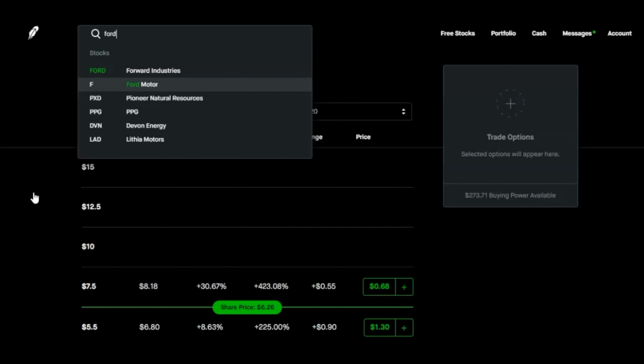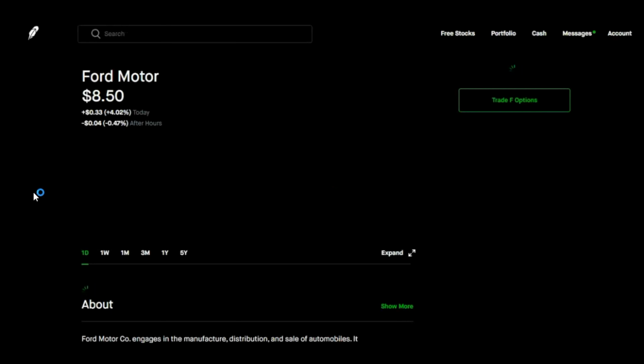It's not like a long position. Options, they just move so fast. And remember, it's going to expire. So as you get closer and closer to the expiration date, the option is going to be worth less and less and less. So make sure you don't put up more than like 10% of your total capital.